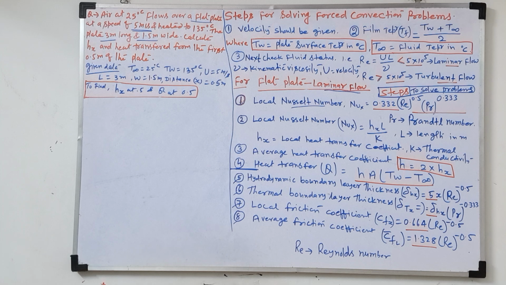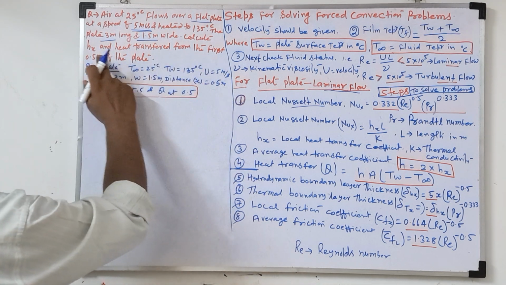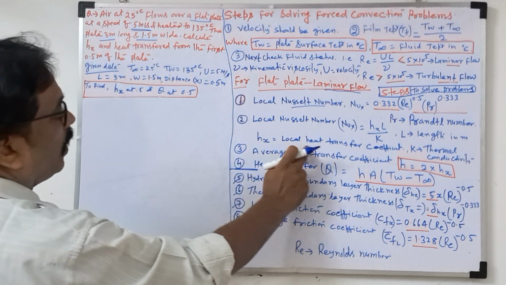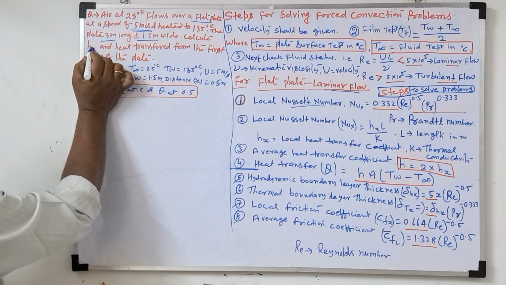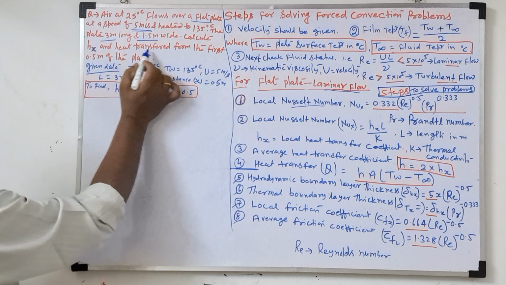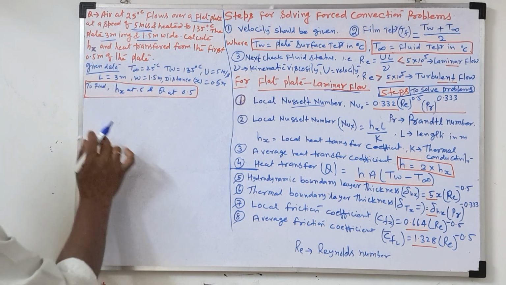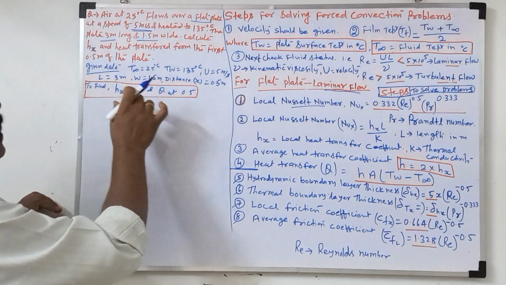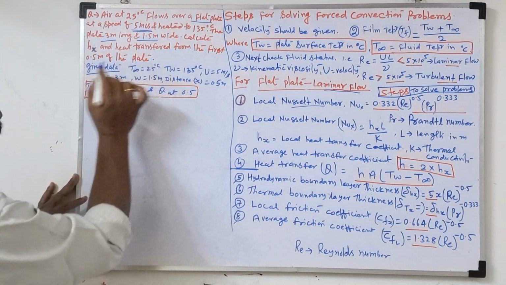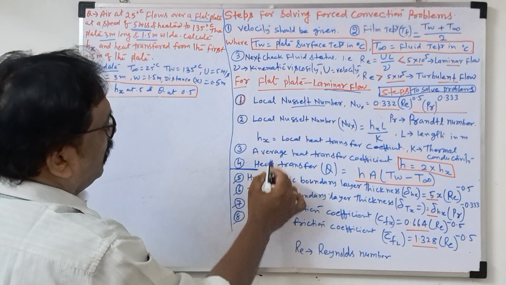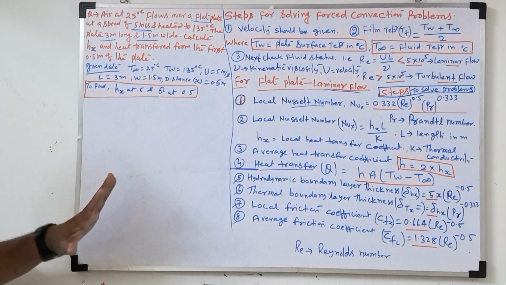Now they are asking to find HX, which is called the local heat transfer coefficient, and the heat transfer from the first 0.5 meter. Generally sometimes they ask for the entire length, but here they are asking only for the first 0.5 meter of the plate. So the heat transfer they are asking. Two things they are asking.